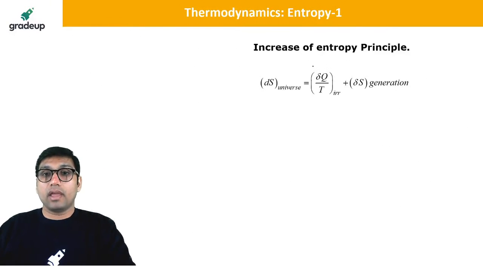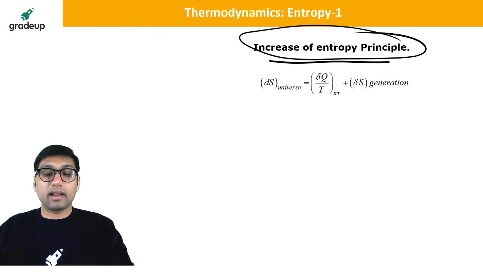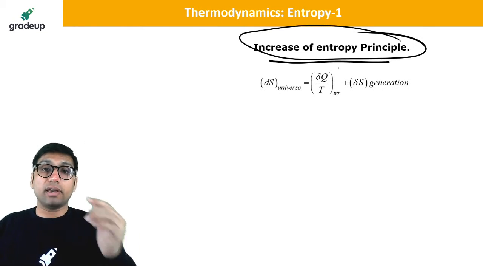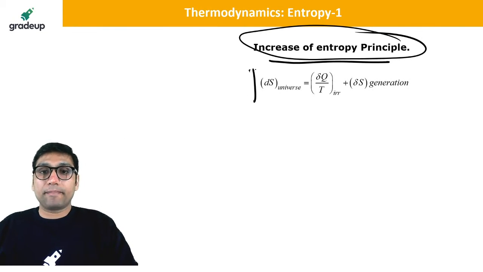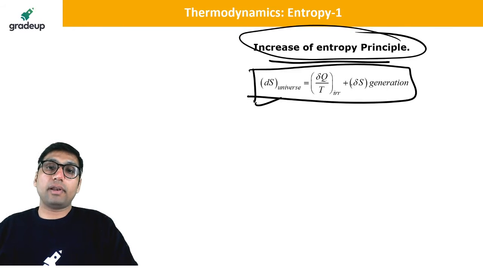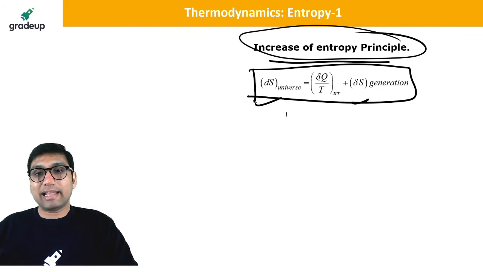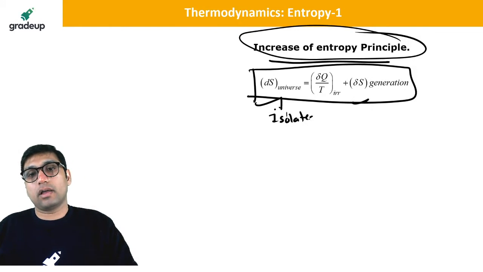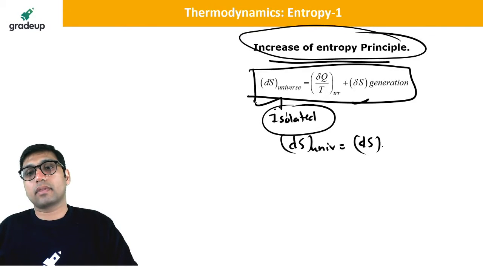The increase of entropy principle says that the total entropy of the universe always increases. So the total entropy change of the universe will be equal to this. Now, the universe is an isolated system, so the entropy change of the universe will only be equal to entropy generation.